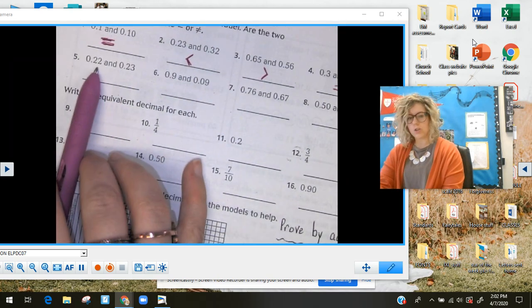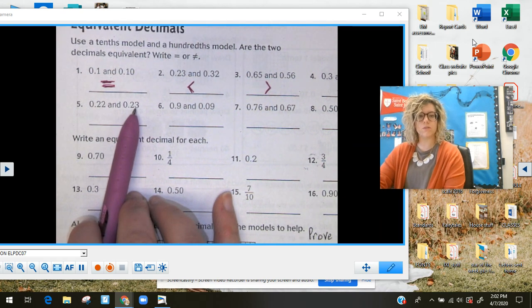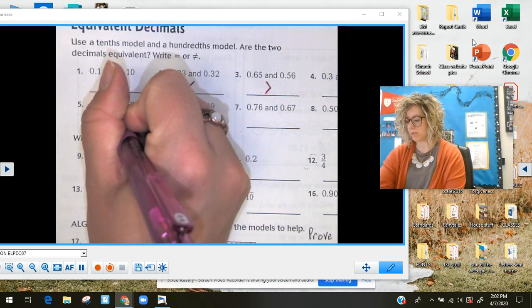All right, 22 hundredths or 23 hundredths. Well, they're both in the hundredths. All we have to do now is compare 22 and 23. 23 is bigger.